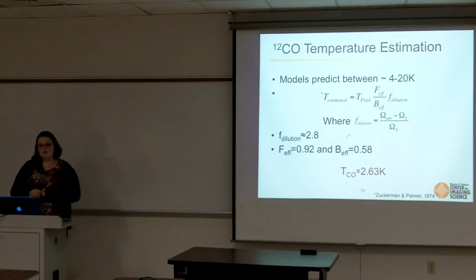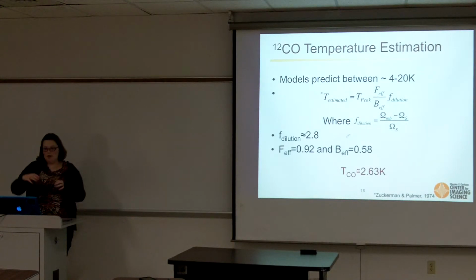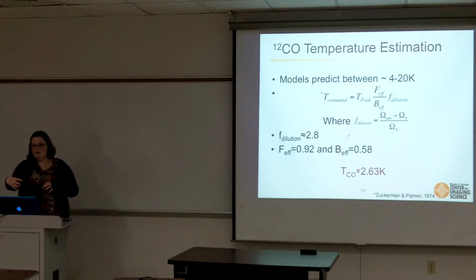But this actually can tell you something really important. The CO in the disk may actually be structured or clumpy. And this equation kind of assumes a smooth distribution and it's all the same. So there may be clumps over here that are cooler and clumps over here that are hotter.